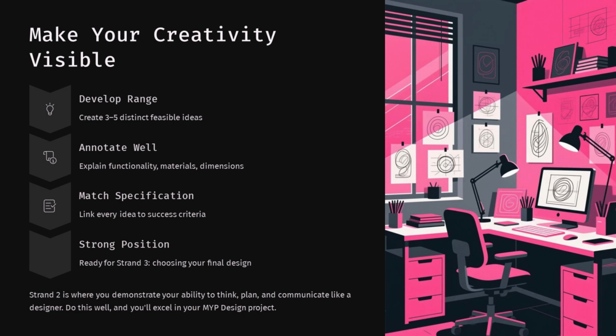Strand 2 is where your creativity becomes visible. It is also where you demonstrate your ability to think, plan, and communicate like a designer. Develop a range of feasible ideas, annotate them well, and ensure they match your specification. Do this, and you will be in a strong position for Strand 3, where you have to choose your final design. That's it for Criterion B Strand 2.